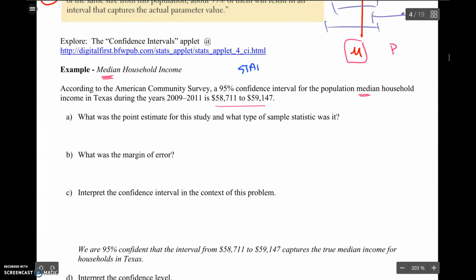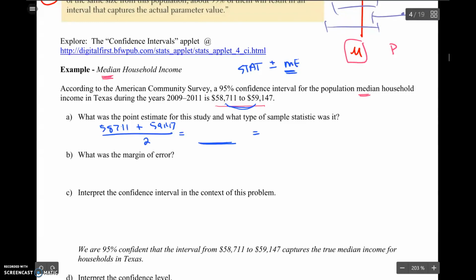We're saying our statistic is going to be our statistic plus or minus our margin of error. And the margin of error is the same on the top hand side as the bottom hand side the vast majority of the time. In this class, it'll be all the time. So we can assume that the statistic is going to be halfway between these two endpoints then. So basically just take the 58711 plus 59147 and average them out, divide by 2. That should give you the middle number.